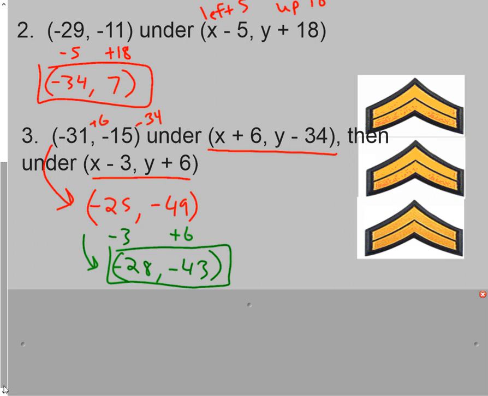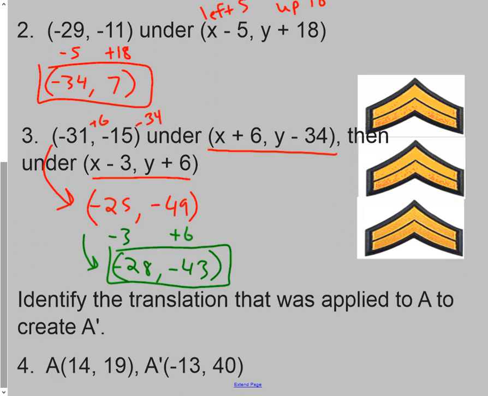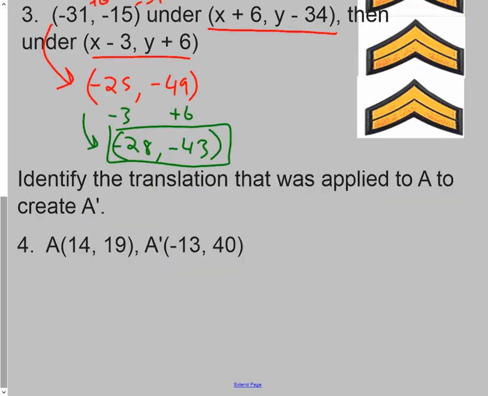Last one is kind of a challenge one here. It says, identify the translation that was applied to A to create A prime. So we're trying to figure out what we did to get from here. So from x to x, we would do what? And from y to y, we would do what? So if I would take my x and do something to it, and I would take my y and do something to it, I could write my rule.